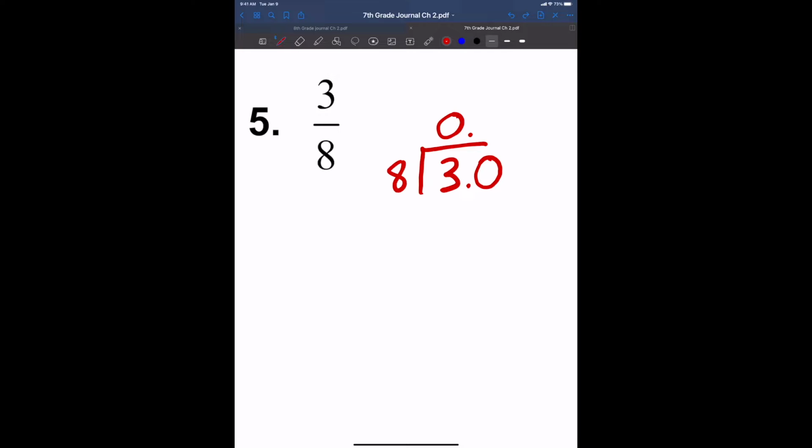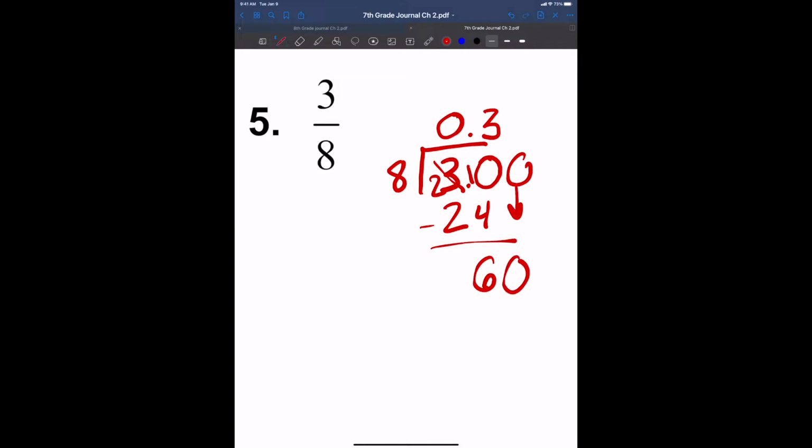How many 8s can go into 30 without going over? 8 times 3 is 24. Okay, so subtract that out. You get 6. Oh gosh, I don't need another 0, do I? No. It's not 16, it should be 6.